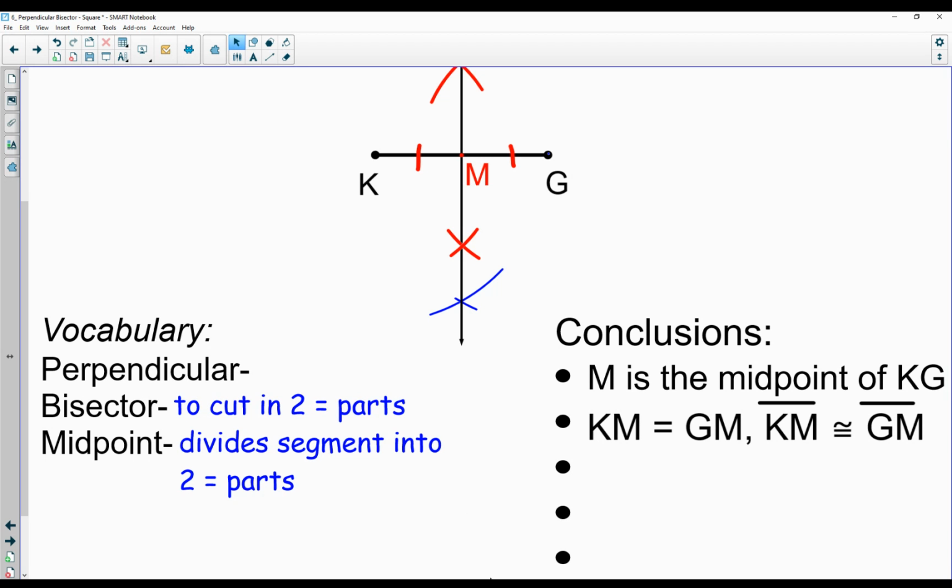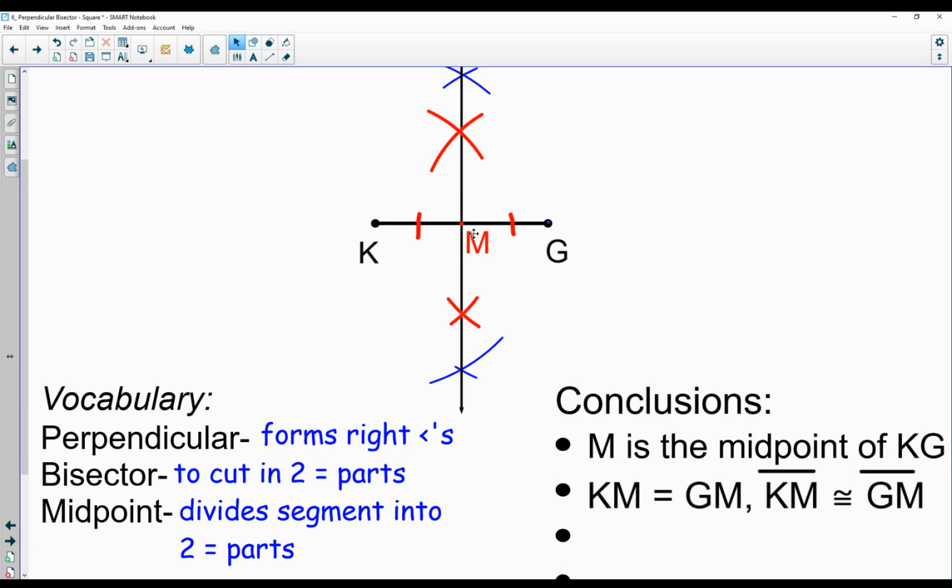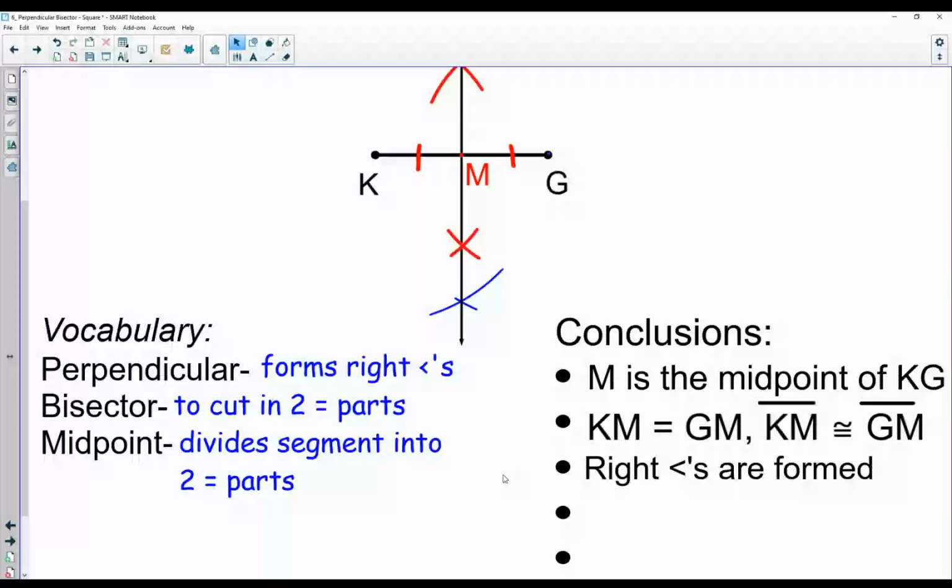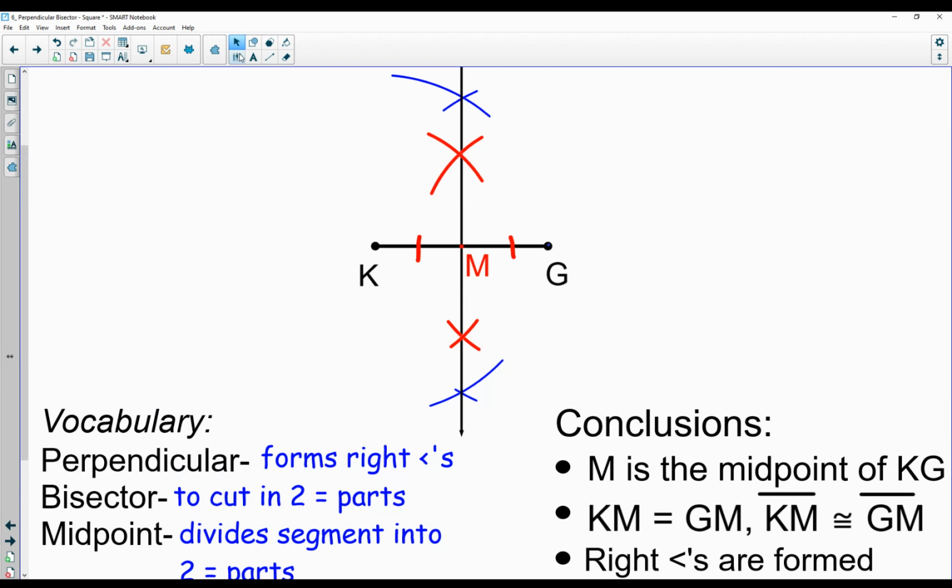Okay, so now let's tackle perpendicular. So what does it mean for lines to be perpendicular? Well, simply put, perpendicular lines create or form right angles. So what do I know happened up here? Well, right angles were formed. So that's the conclusion. We're going to write that down. Right angles are formed. Now, where are the right angles? And we show that we have right angles by putting a little square or box into the angle. So where are the right angles? Well, right now we have right angles, and they are here, here, here, and here. Those are your right angles.